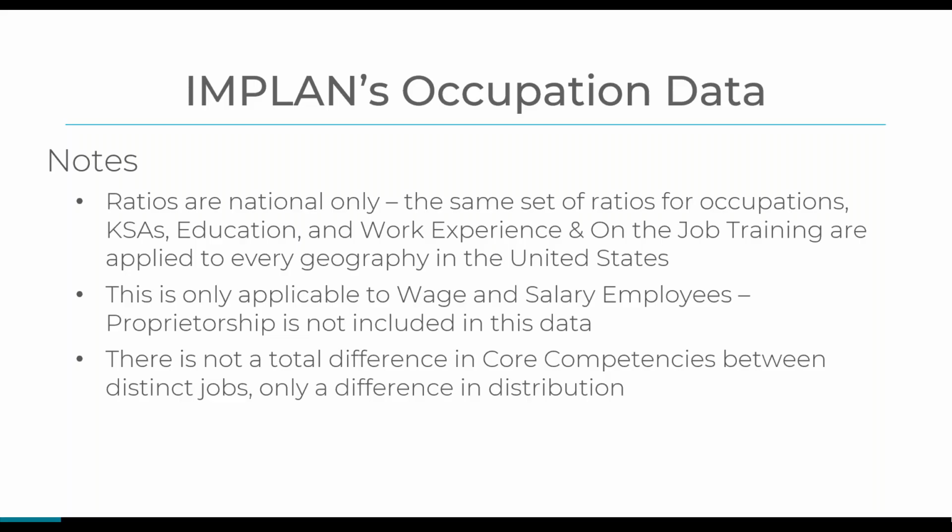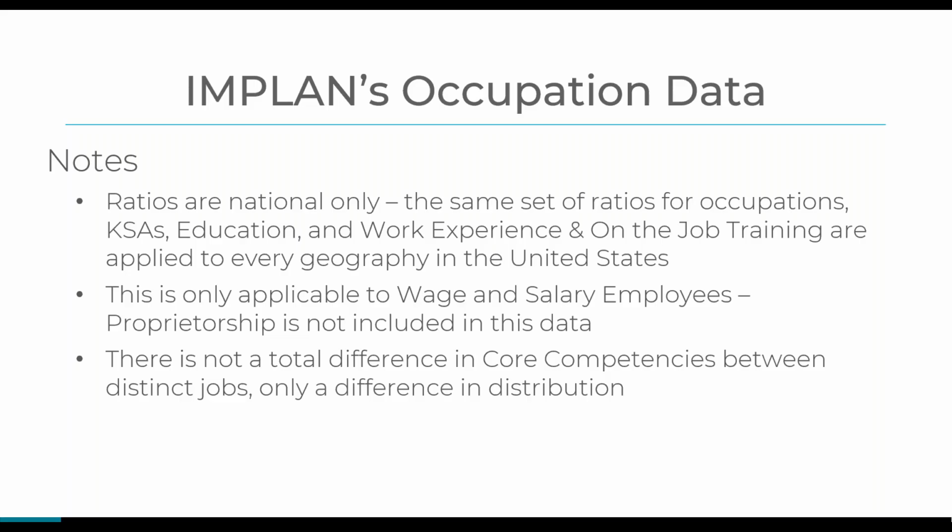Secondly, it's also good to keep in mind that this is only applicable to wage and salary employees, not proprietors. So IMPLAN does estimate proprietorship and proprietor income as part of our regular data sets, but due to a lack of source data availability, the occupation data does not apply to those figures to extend them. Additionally, we just assume that proprietorship doesn't really need to be further explained. It is its own kind of occupation.